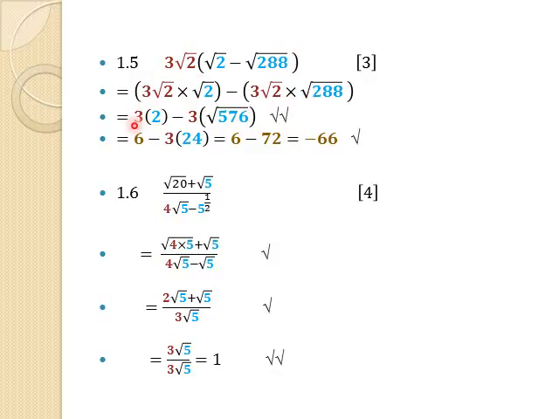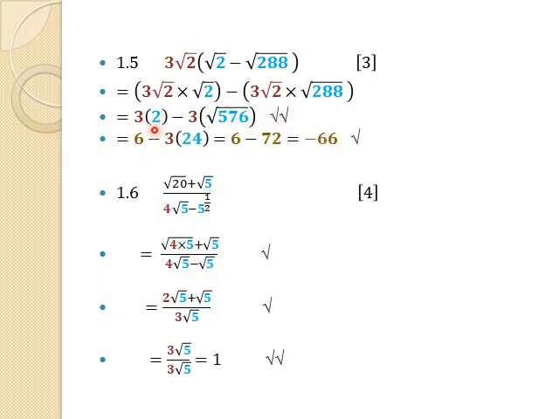So 3 times 1 stays 3. Square root 2 times square root 2 simply becomes 2. Minus the 3 square root 2 times square root 288. I place under 1 square root and I say 2 times 288, which gives me 576. So 3 times 2 then gives me 6. Minus 3 times square root of 576 is 24. So 6 minus 3 times 24 is 72, gives me negative 66.